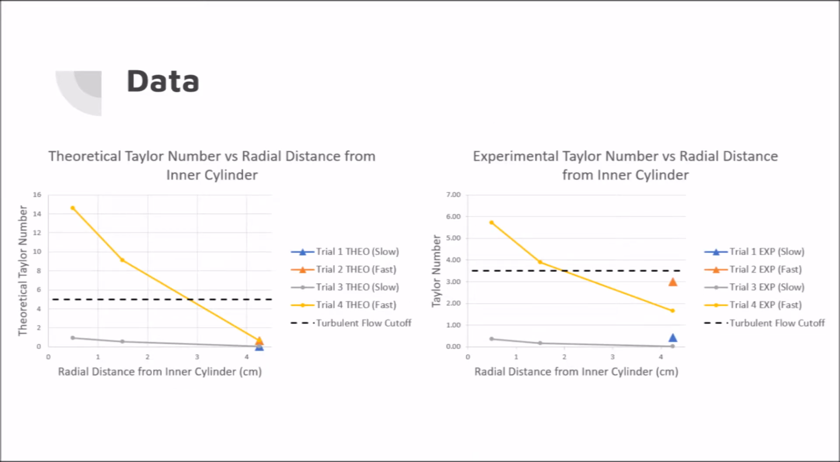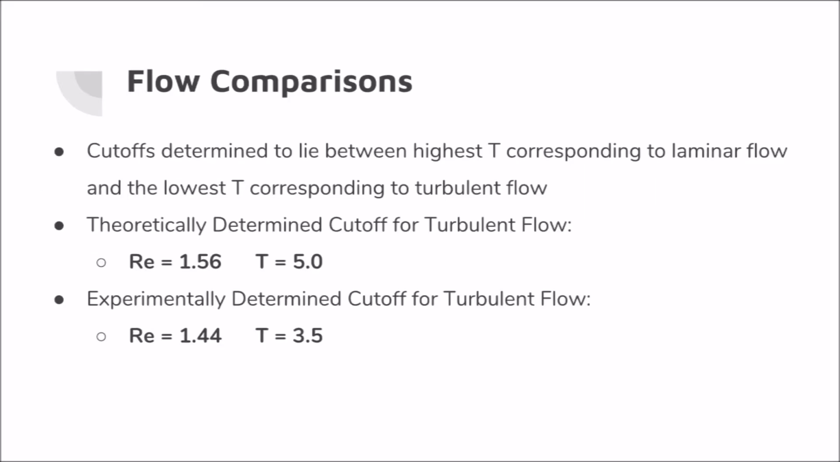Trial 4 was the only trial that experienced turbulent flow, as the 2 inner drops did not return to their original starting position or shape. Experimentally, it was determined that the cutoff Taylor number lay between 3.0 and 3.9. Theoretically, it was determined that the cutoff Taylor number lay between 0.9 and 9.1. The laminar to turbulent transition occurred in these ranges and was assumed to be the midpoint of the ranges. This means experimentally the cutoff Taylor number would be 3.5, and theoretically it would be 5.0.